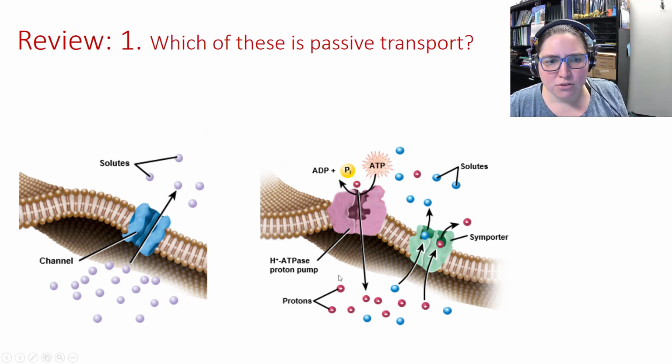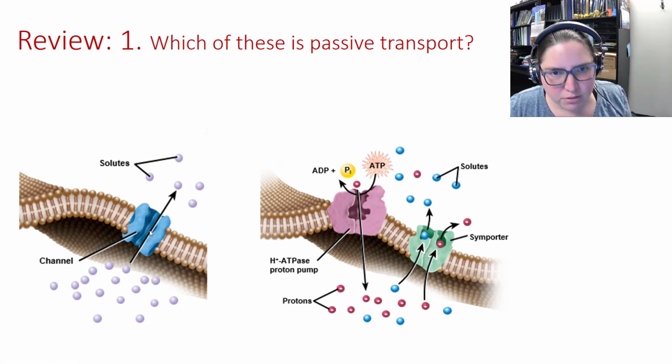So which one is passive transport? This first picture is passive transport. There's still a channel protein here, but other than the energy required to build this channel protein, the cell doesn't have to spend energy to transport the solutes themselves.